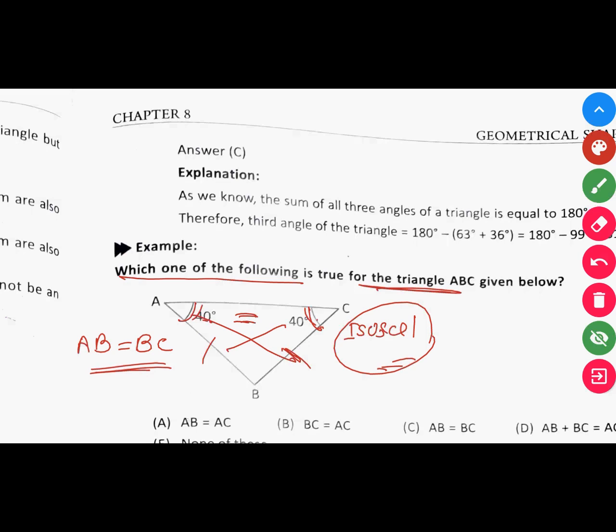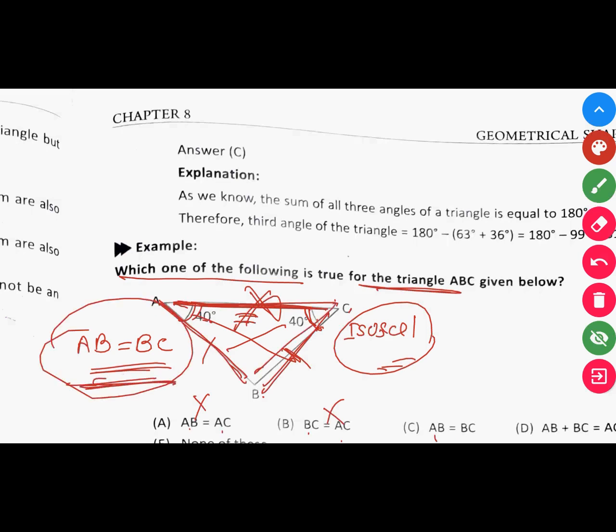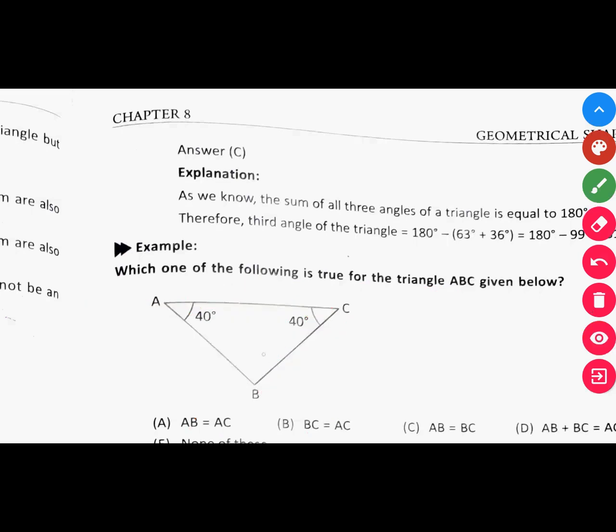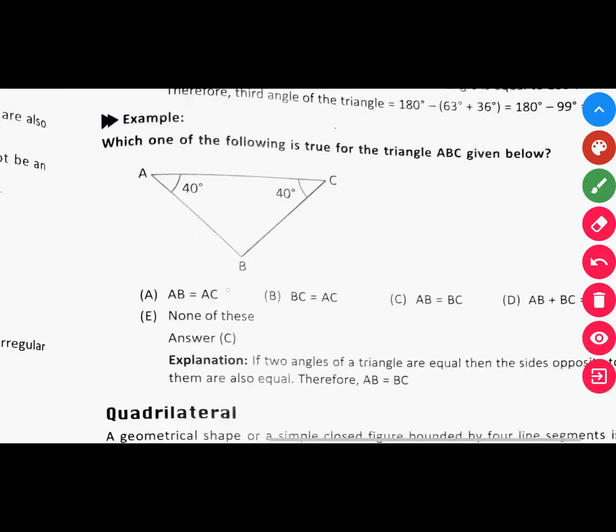Now see the options. AB is equal to AC? Not possible. This is not our answer. BC is equal to AC? No, incorrect, because the side opposite to the angle only we consider. Not this side we are taking. AC we are not considering. AB is equal to BC. Yes, it is our answer. So C is true for this triangle.